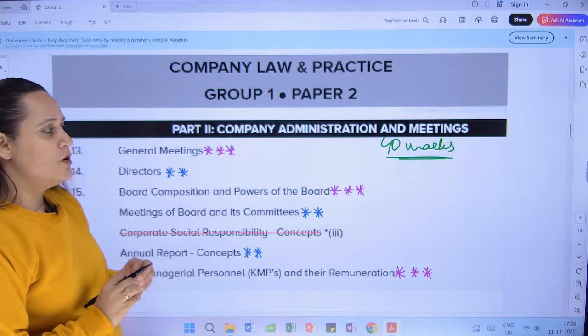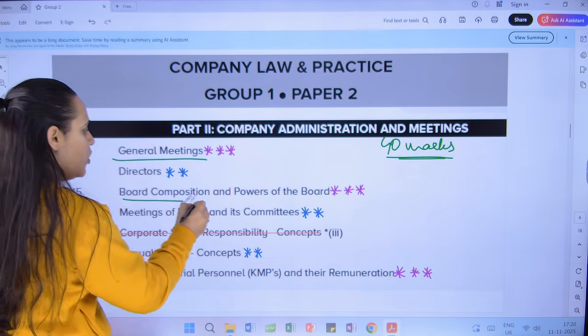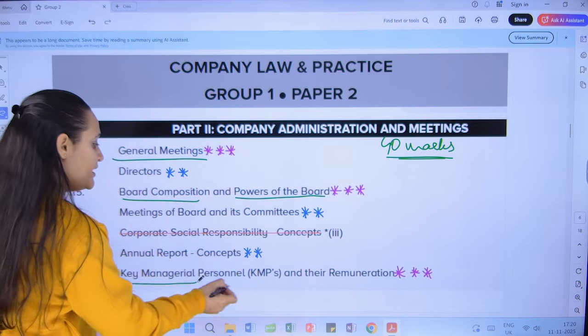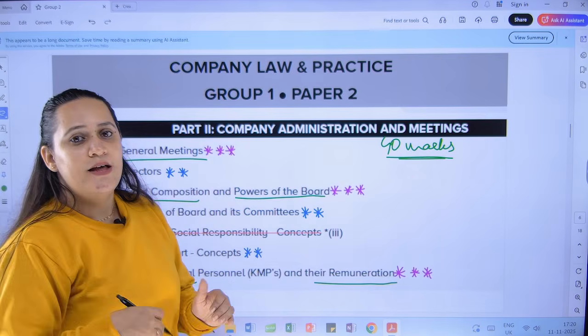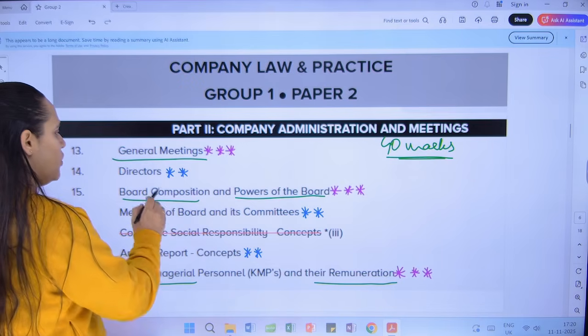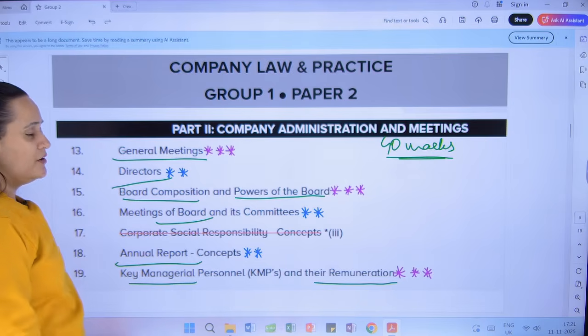So what should you focus on? High priority chapter being general meetings, very, very important. Board composition and powers of the board, very, very important. Then you have managerial remuneration, key managerial personnel and their remuneration. These are high weighted chapters. Then after you finish that, you're going to focus on the chapter relating to directors, meeting of the board, as well as annual return concepts.